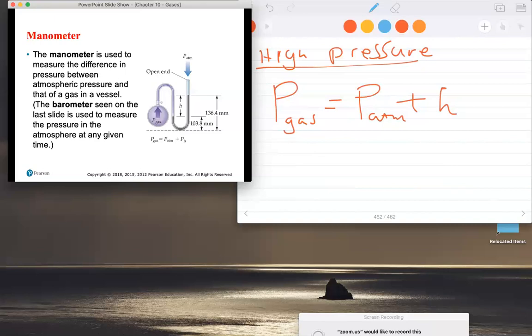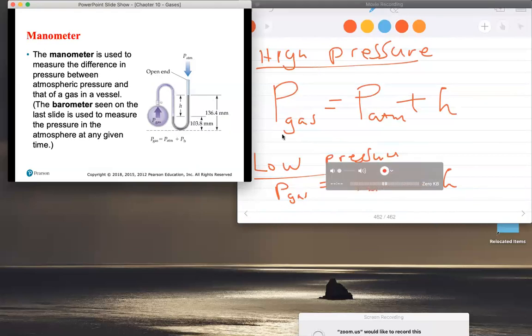If it is low pressure, the pressure of a gas is given by P of the atmosphere. This does not mean pressure in atmospheres, it is the pressure of the atmosphere, which can be in any unit. In this case, because the height will be in millimeters mercury, we'll have to work with millimeters mercury. If it is centimeters, then that could be centimeters. Minus h. That means the height on this side will be higher than what you have on the other.